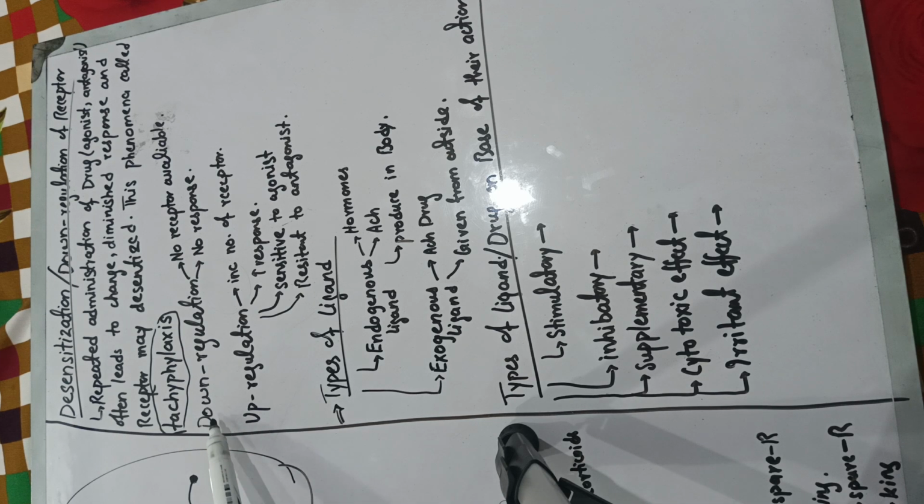Now let's discuss what down regulation and up regulation are. Down regulation is the process in which no receptor is available for a particular kind of response. As a result, no response will happen. So this is called down regulation.